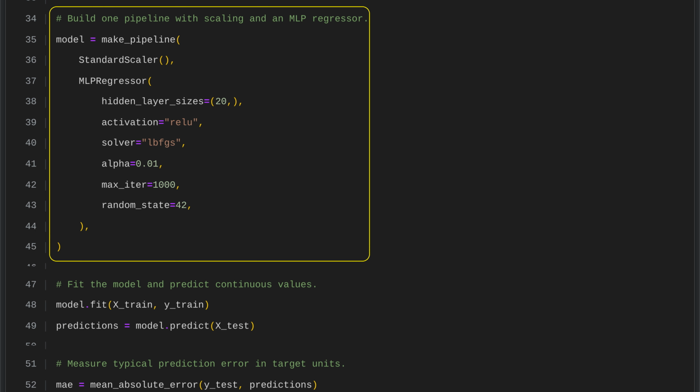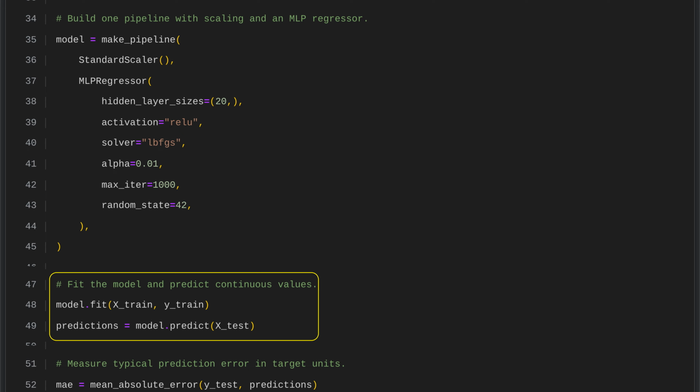This pipeline first standardizes the input features, then trains a neural network regressor. The model uses one hidden layer with 20 neurons, a ReLU activation function, and the LBFGS optimizer, which is well suited to smaller datasets. Regularization is set to help reduce overfitting. The model is allowed up to 1,000 iterations to converge, and a fixed random state makes the results reproducible.